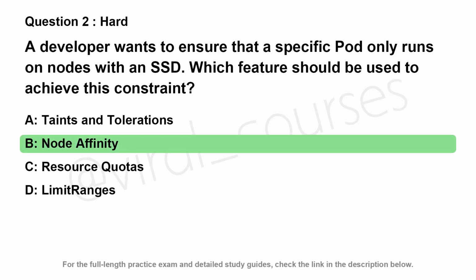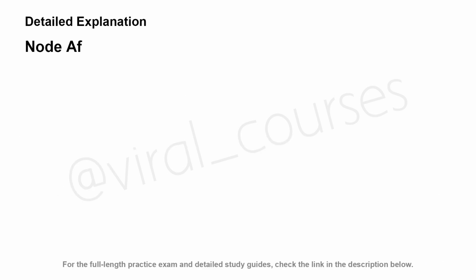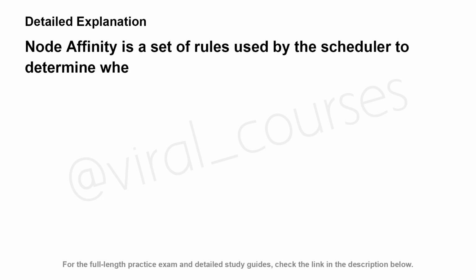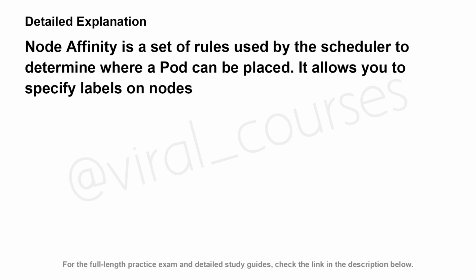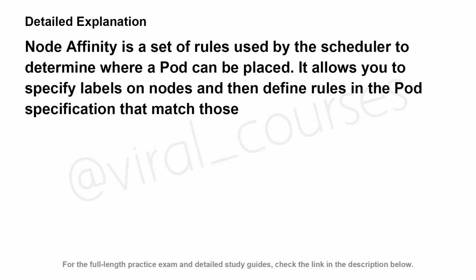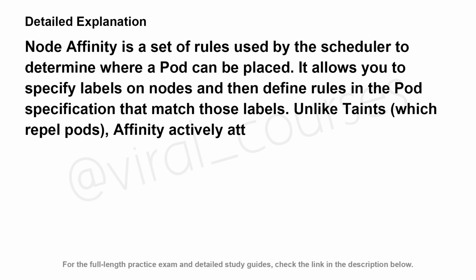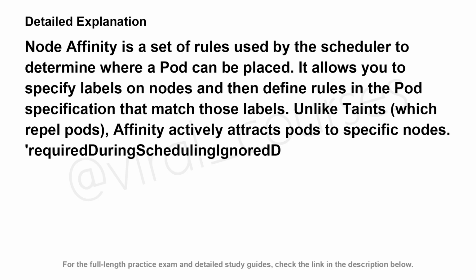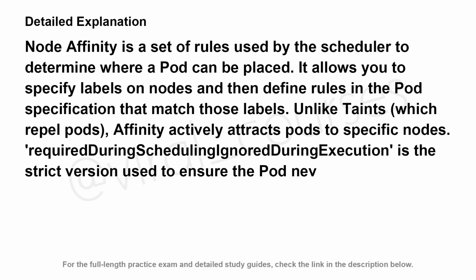The correct answer is B. Node affinity is a set of rules used by the scheduler to determine where a pod can be placed. It allows you to specify labels on nodes and then define rules in the pod specification that match those labels. Unlike taints, which repel pods, affinity actively attracts pods to specific nodes. Required during scheduling, ignored during execution, is the strict version used to ensure the pod never runs on a non-SSD node.